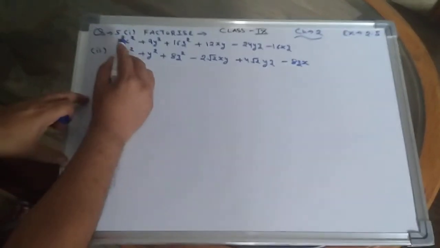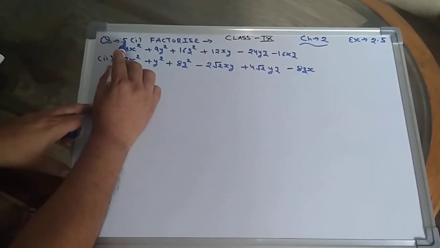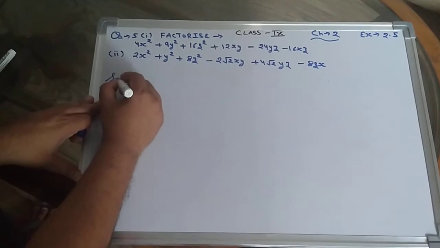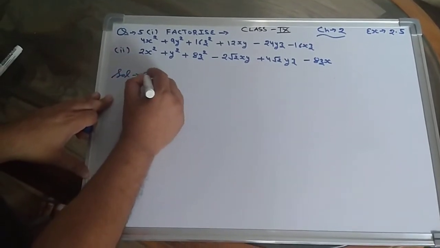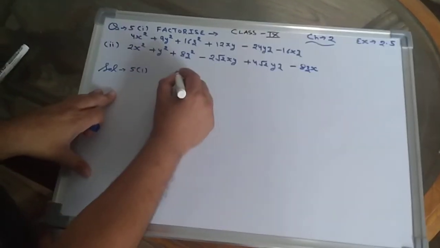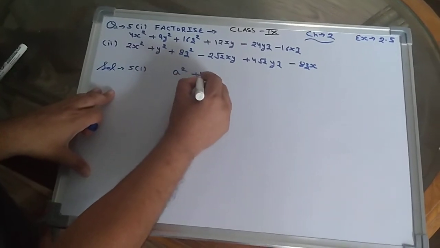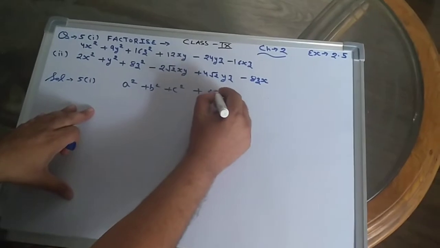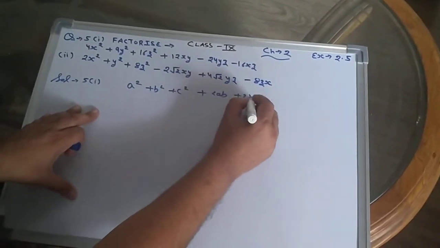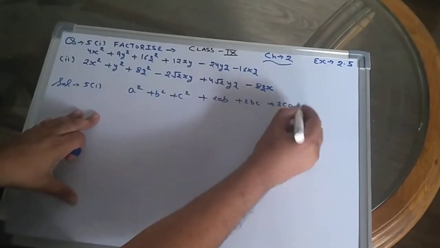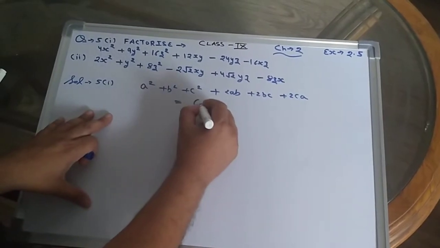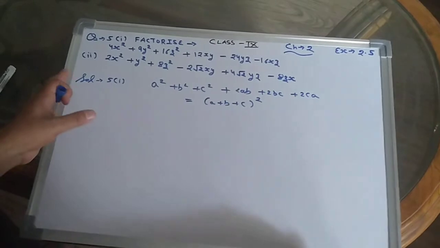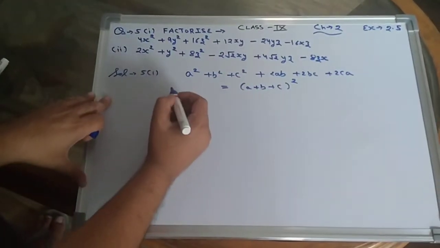Today we are going to solve question number 5, part 1 and part 2, by using the identity a square plus b square plus c square plus 2 times ab plus 2 times bc plus 2 times ca is equal to (a plus b plus c) whole square. Let us start the first part.